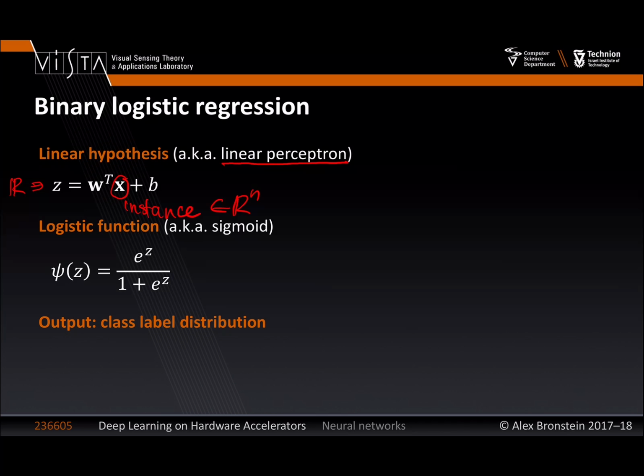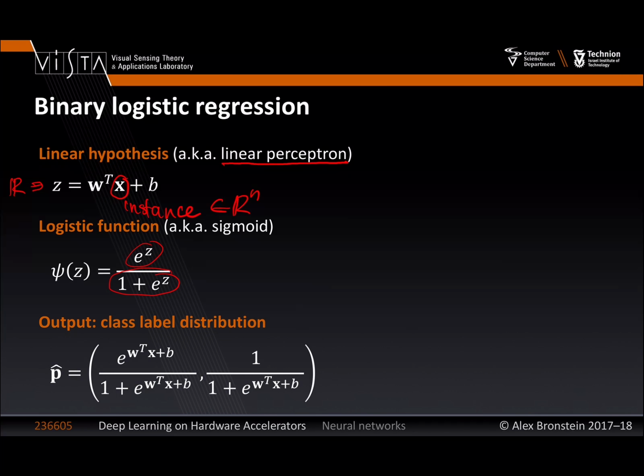You see, this value is always non-negative, and it is always dominated by the denominator, right? So you get a map from R to [0, 1]. Okay, and we can interpret it therefore as a probability. So basically, this is what we get when we plug our linear hypothesis into the logistic function. We get a number between 0 and 1.